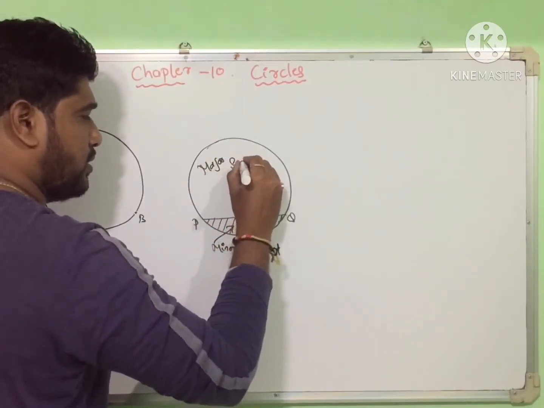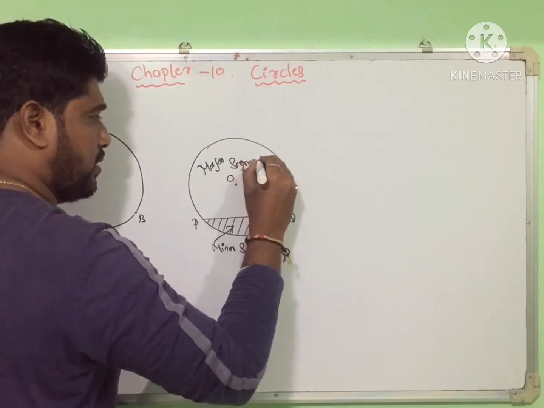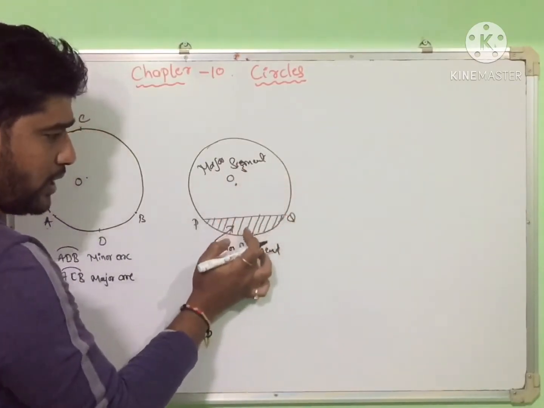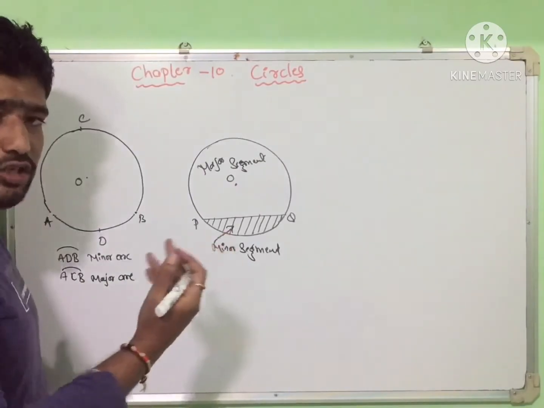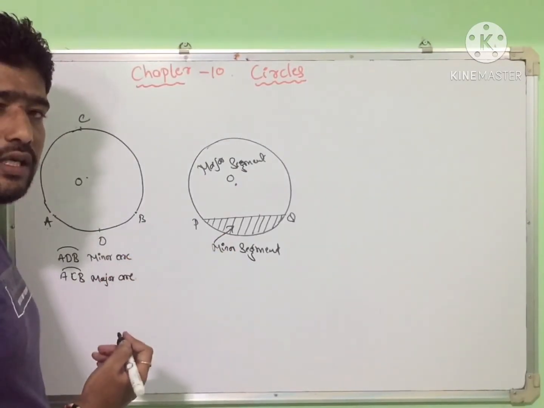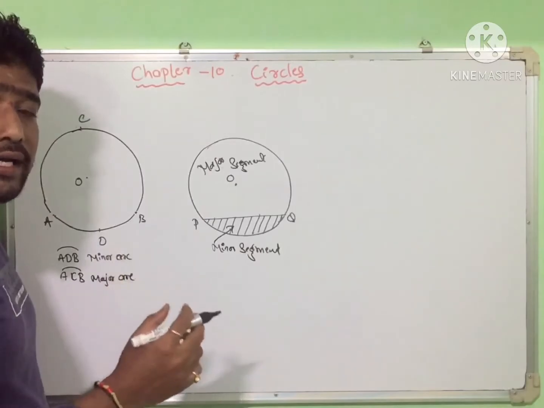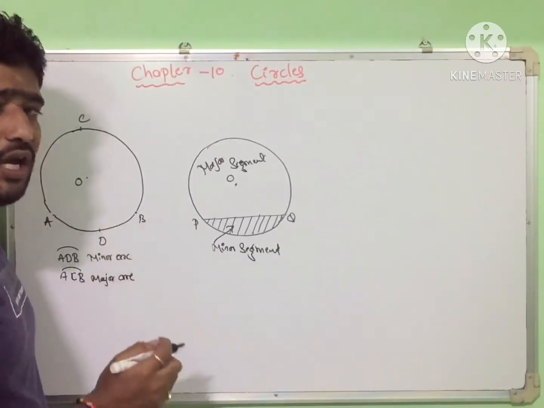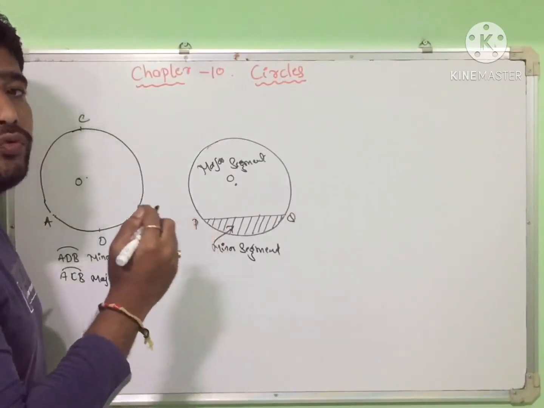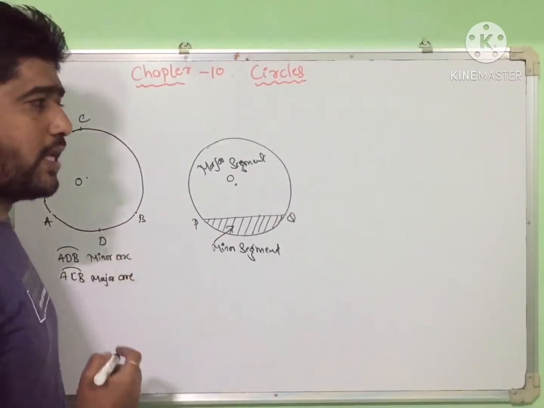Major segment. It is a major segment. It is a minor segment. Is it clear? And now, the next concept is a sector. So what is a sector? A region between an arc and two radii. The region between an arc and two radii is called a sector.